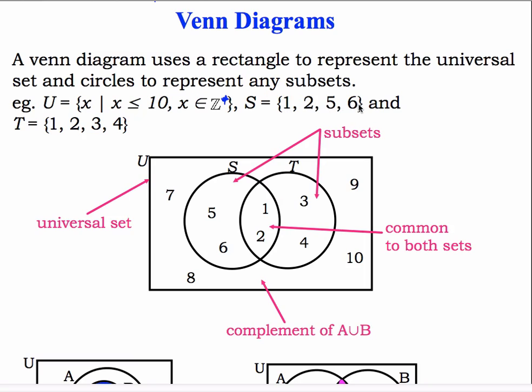So S are these numbers, and the set T contains these 4 numbers, and then we can see here that on the intersection of S and T we have 1 and 2, because 1 and 2 are in both S and T. Numbers 7, 8, 9 are outside the circles because they're in the universal set but are not in S or T.